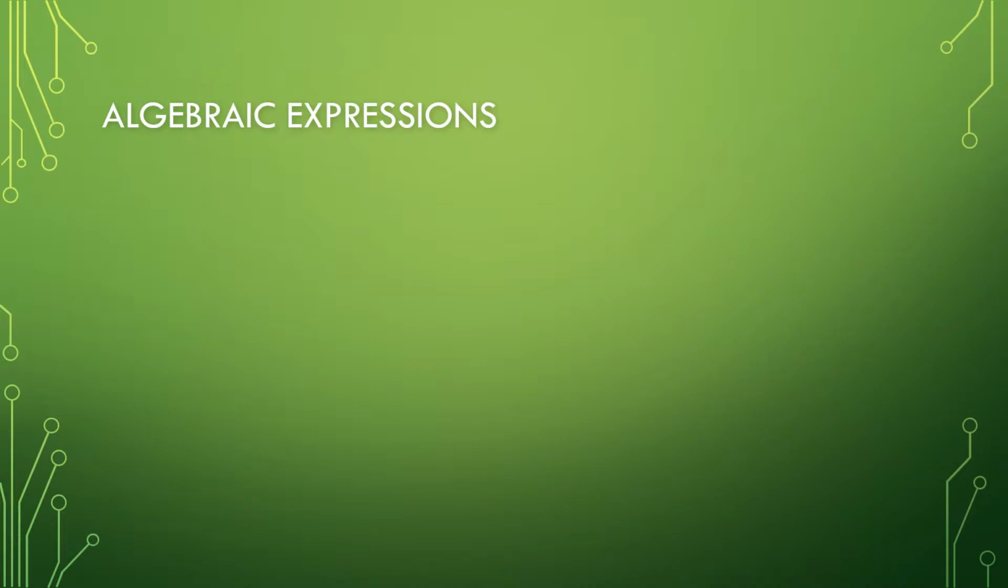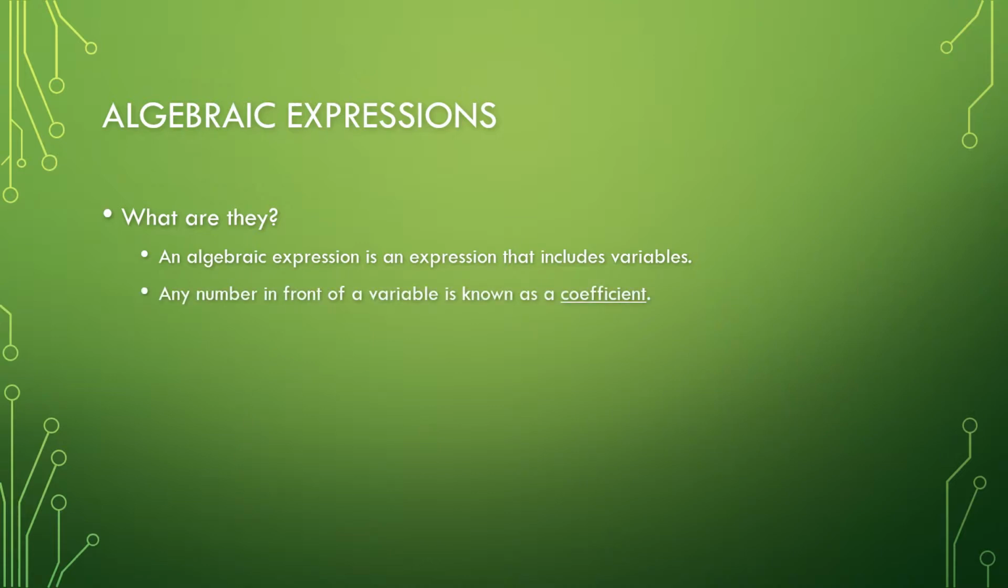The second type of expression is an algebraic expression. An algebraic expression is an expression that includes variables, and there are two vocab words that go along with these algebraic expressions. First, anytime that we have a number in front of a variable, that number is known as a coefficient. Second, any number that we have that has no variable is known as a constant.